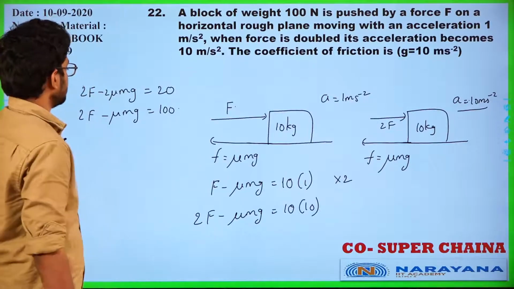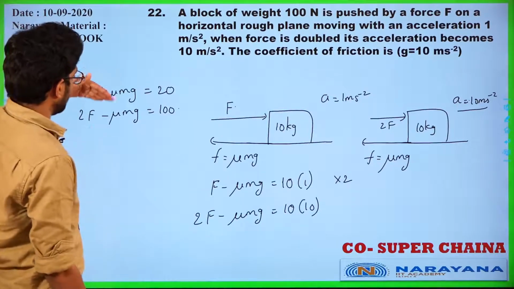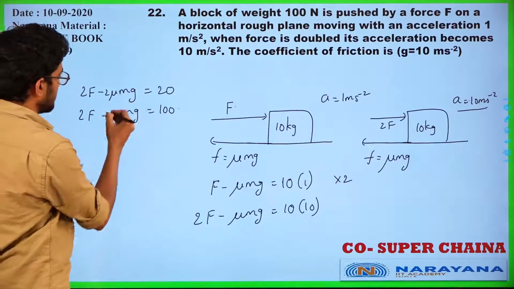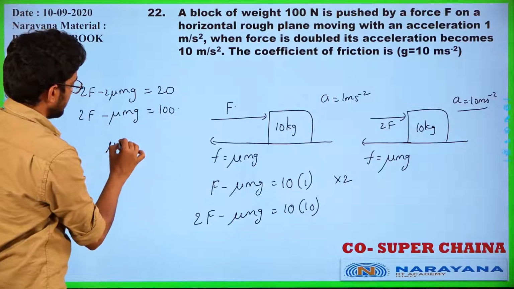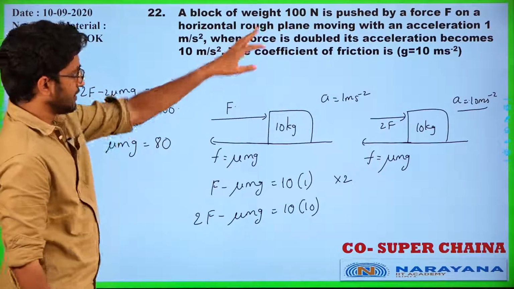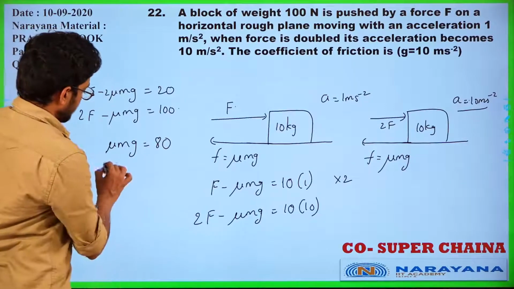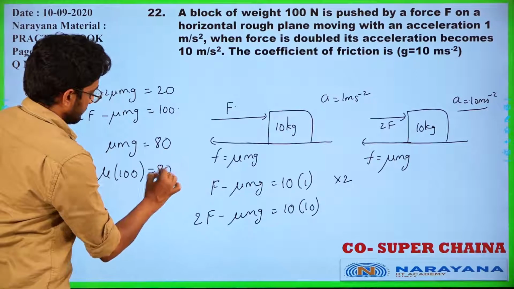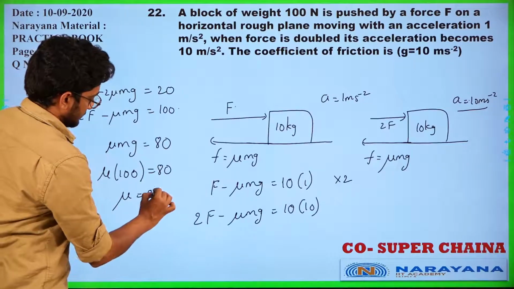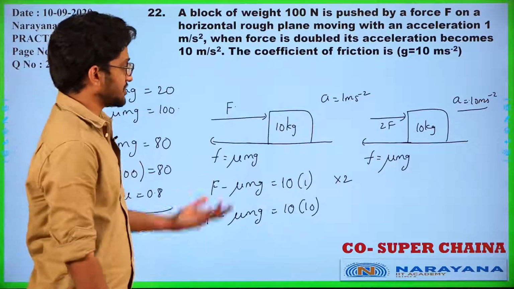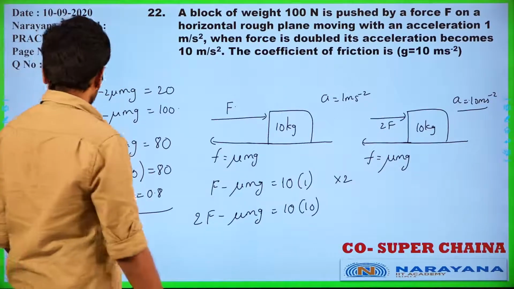Okay. So if I subtract them, 2F minus 2F cancels, and I get minus 2 mu mg plus mu mg, so minus mu mg equals 20 minus 100. Okay. Mu mg is equals to 80, and clearly weight is already given as 100, mg is given as 100. So mu into 100 is 80, mu is 0.8. So mu is just a fraction, no units. Mu value is 0.8 in this case. Okay.